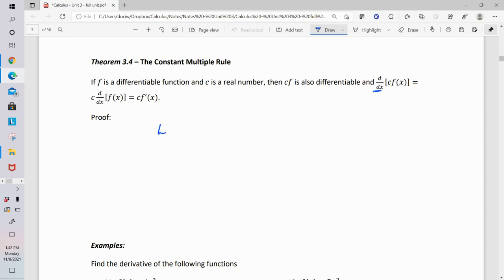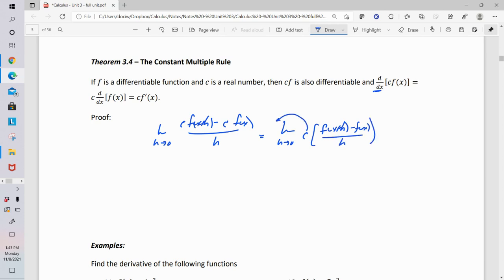Okay, so if I want to find the limit as h approaches 0 of c f of x plus h minus c f of x, all divided by h, I can factor that constant out of the function. So that's the limit as h approaches 0 of the constant times f of x plus h minus f of x, all divided by h. And our limit rule says that we can pull that constant out front. So we have the constant times the limit as h approaches 0 of f of x plus h minus f of x, all divided by h. And this right here is simply the derivative of f of x.